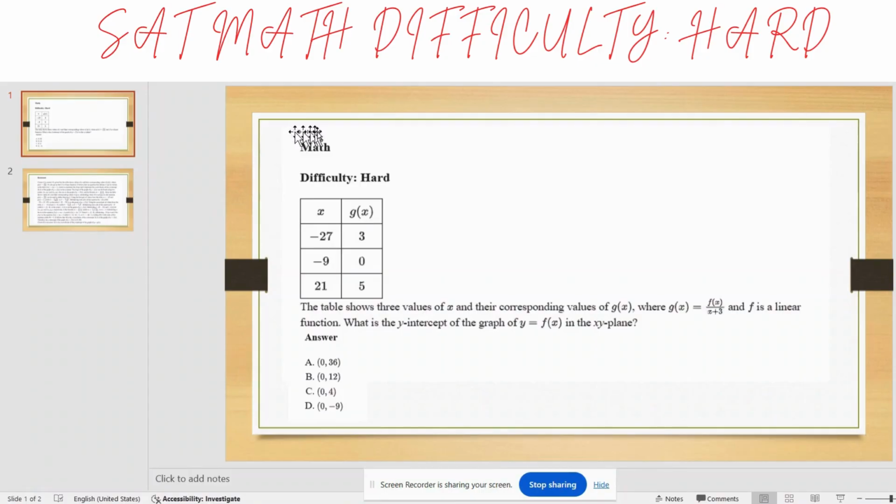As we can see, the question has given us a bunch of data points and a table. The table shows three values of x and their corresponding values of g of x, where g of x is equal to f of x over x plus 3, and f is a linear function. What is the y-intercept of the graph y equals f of x in the xy plane? So that's the question for us.